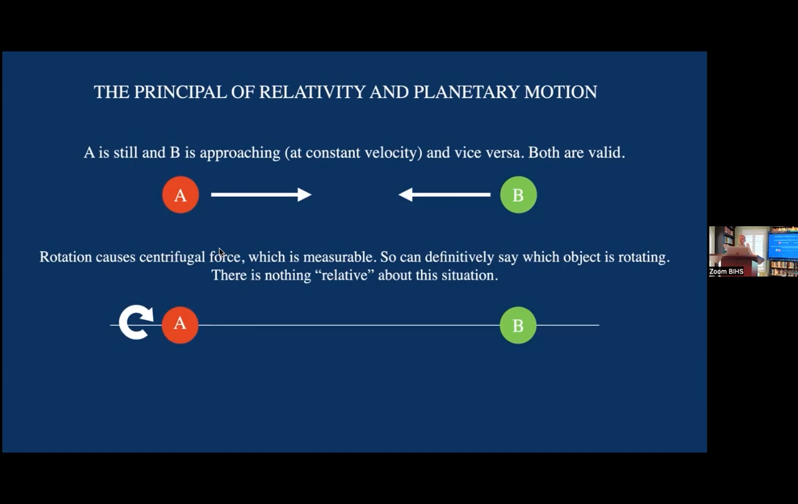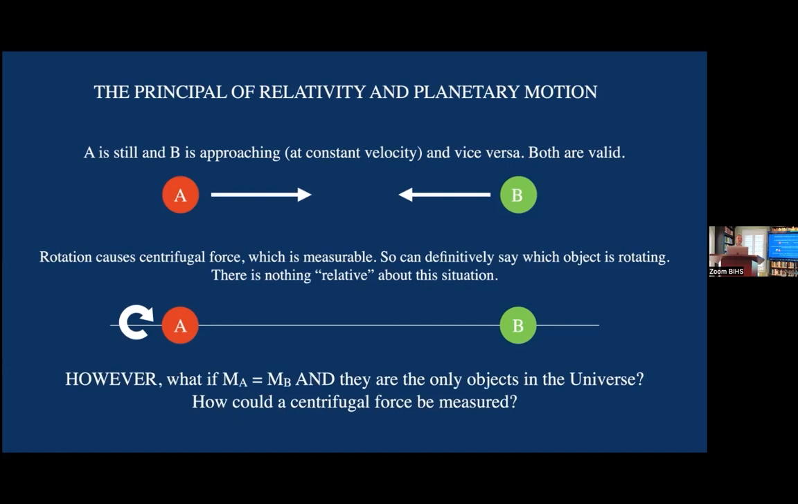It's just rotation. But Ernst Mach in the 1800s came up with a very interesting thought about this. He said, imagine if these two objects are the same mass and they're the only two things in the universe. Could you actually measure centrifugal force? How would you know which one's rotating if they're the only two objects and they're the same mass? You can't. It's an interesting thought experiment.